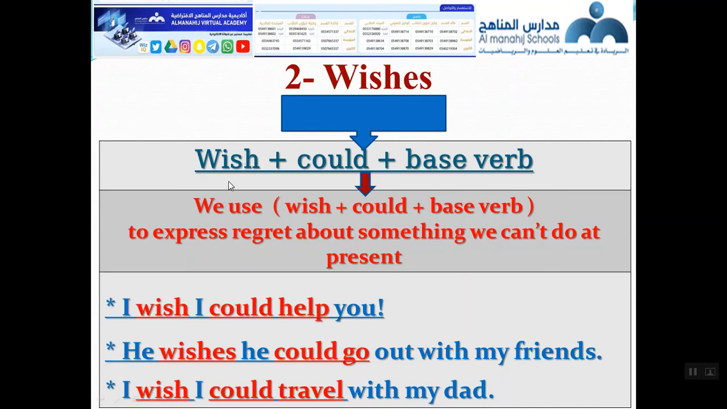Okay, look here. The second part of wish: I can use wish plus could and base verb. Base verb, as we said before, is verb 1 without addition, without s, without ing, without ed, just the verb like go, play, study, help, and so on. I use this form to express regret about something we can't do at present, a situation where I should have done otherwise but didn't. So I use wish plus could and base verb.